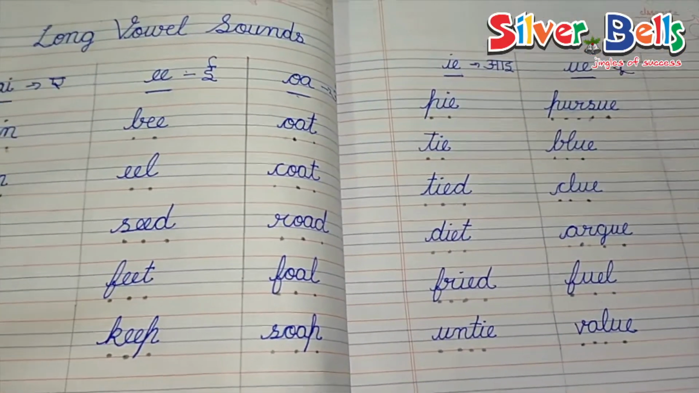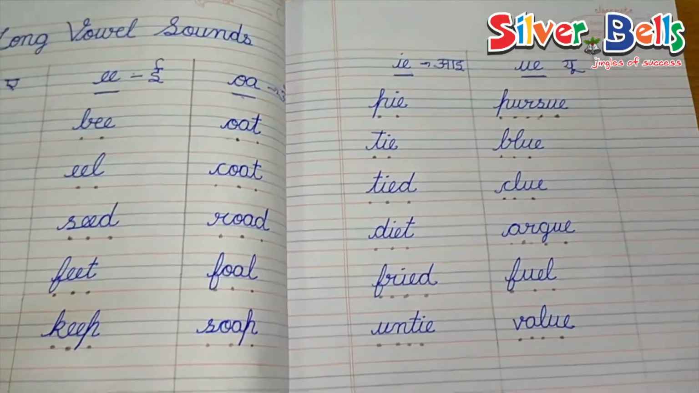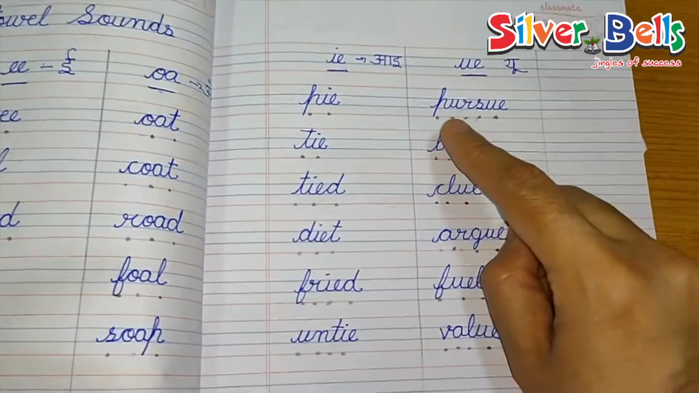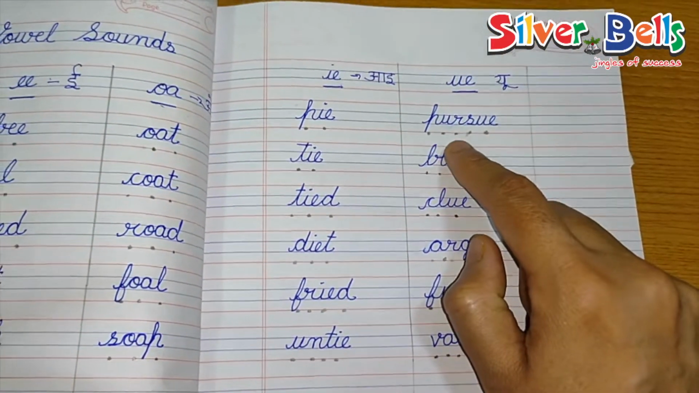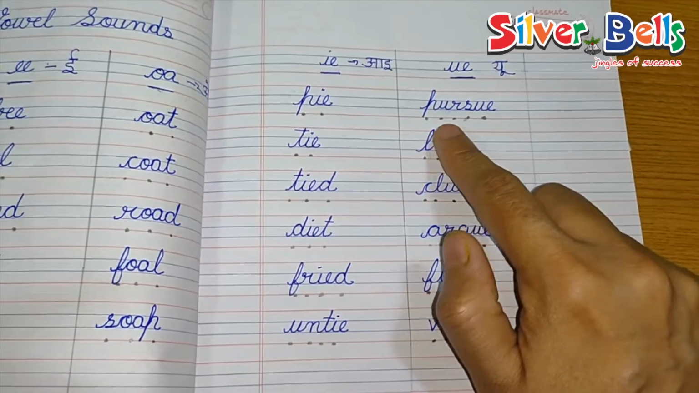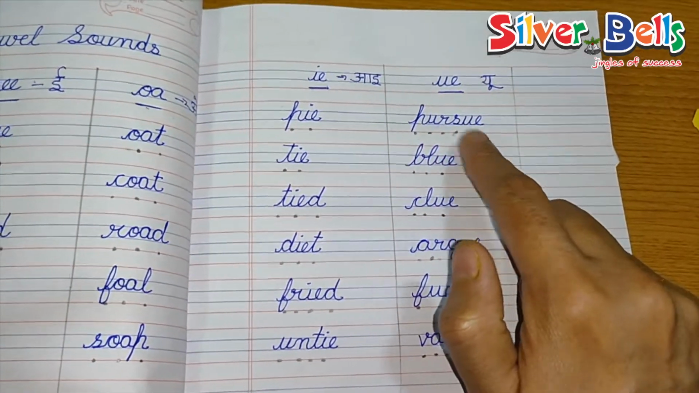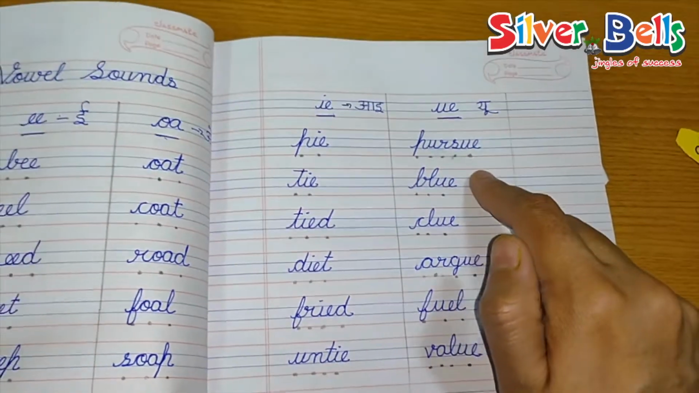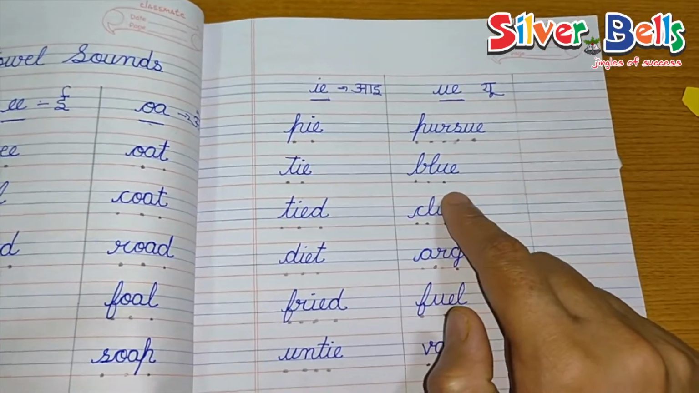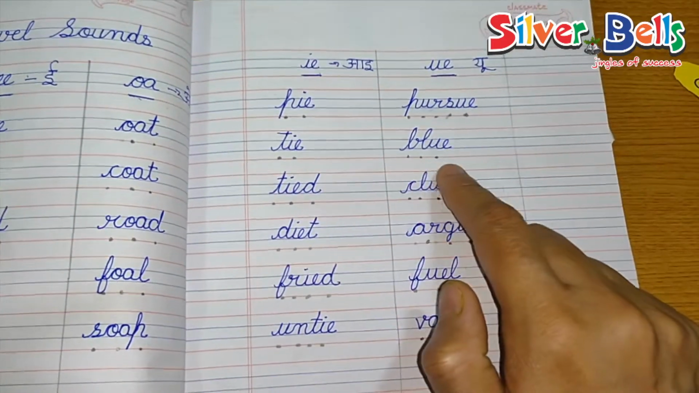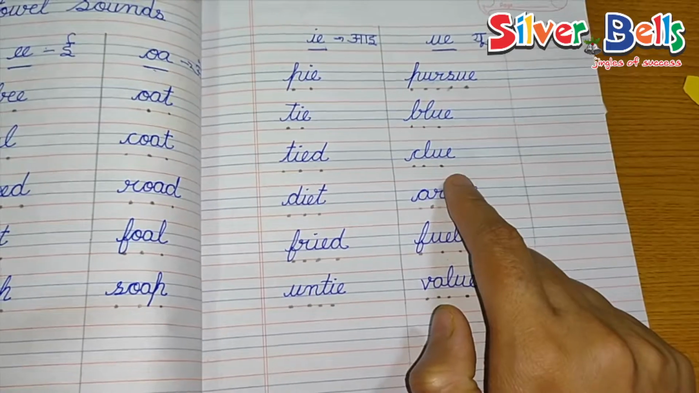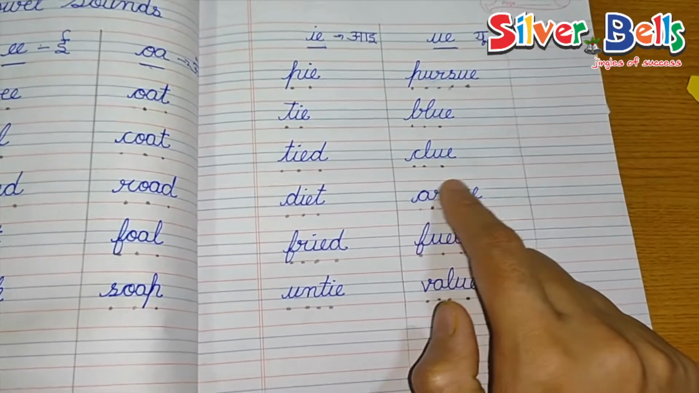UE says you. You, as in you. Okay. You, pursue. Pursue. Very good. You, blue. You, clue.